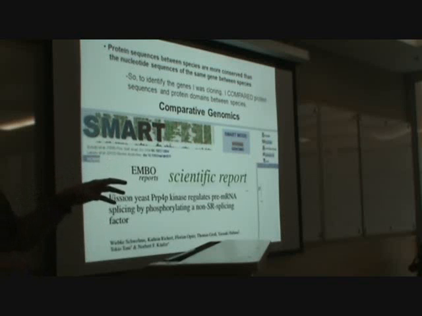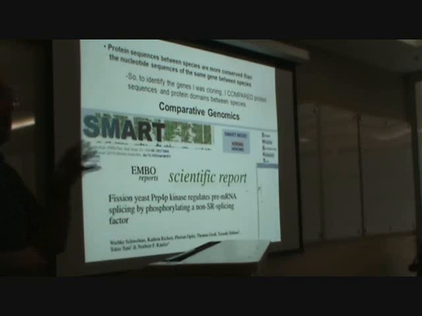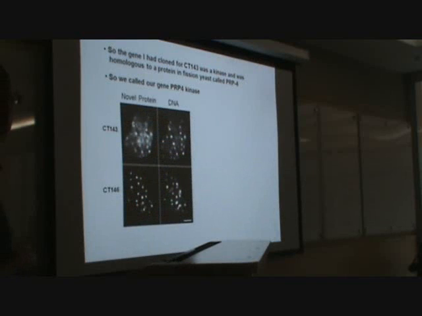And for many of you, if you're working on proteins that are not well defined, I would keep checking these other organisms. That's a really important point. You need to be doing comparative genomics if you don't have a function for the protein you're working on. So now we had CT143, we knew it was a kinase, and we knew that it was similar to PRP4, so we called it PRP4 kinase. That seems simple, right? Easy to remember.